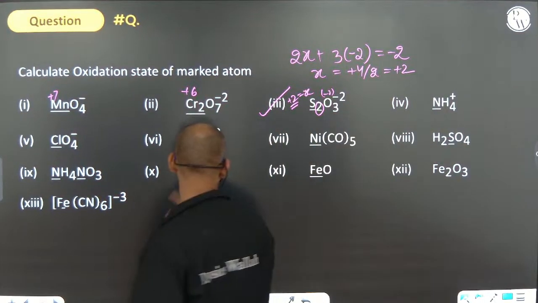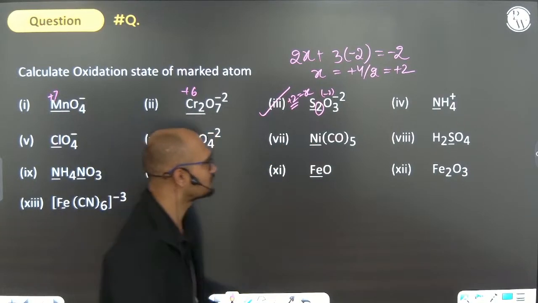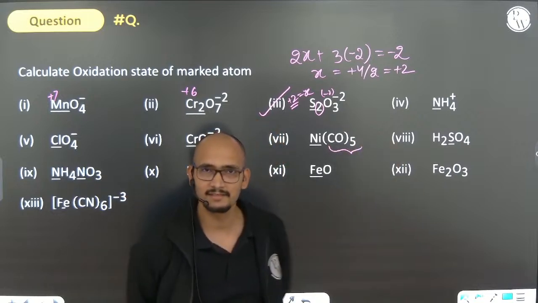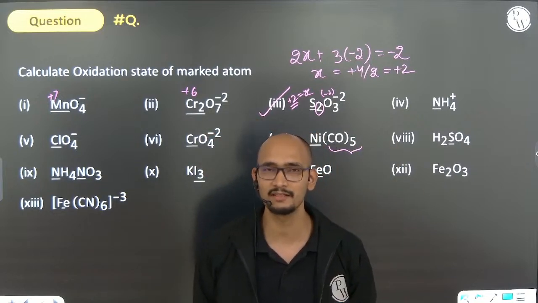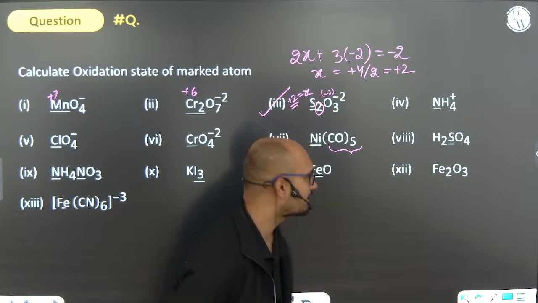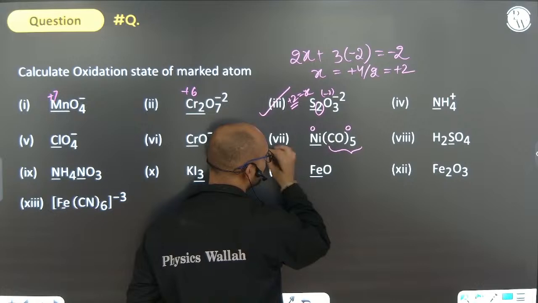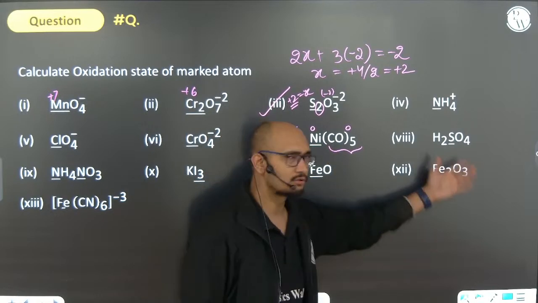I will not just go to all of these things. You can just see that. Now next, directly come to this point. Ni(CO)4. Carbonyl is nothing but a neutral substance. Carbon monoxide is neutral, right? So even if you take how many, it doesn't matter. It is 0. So nickel will also have 0. H2SO4, you can easily do it.